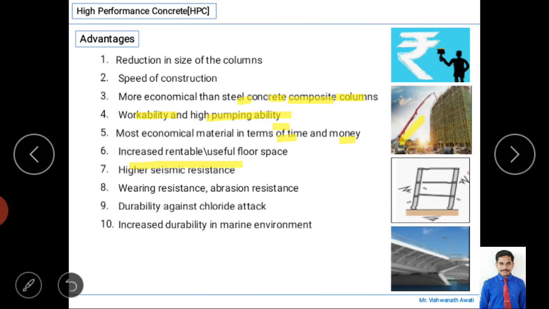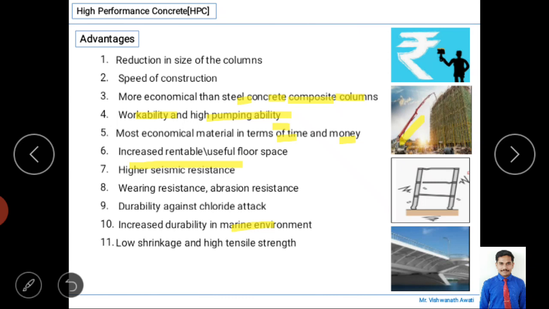Increased durability in a marine environment. If you use this concrete in marine conditions also, marine condition means what? In a sea condition, or saltwater condition, when we are using it in the sea, it has good durability. Mainly it is related to underwater construction.